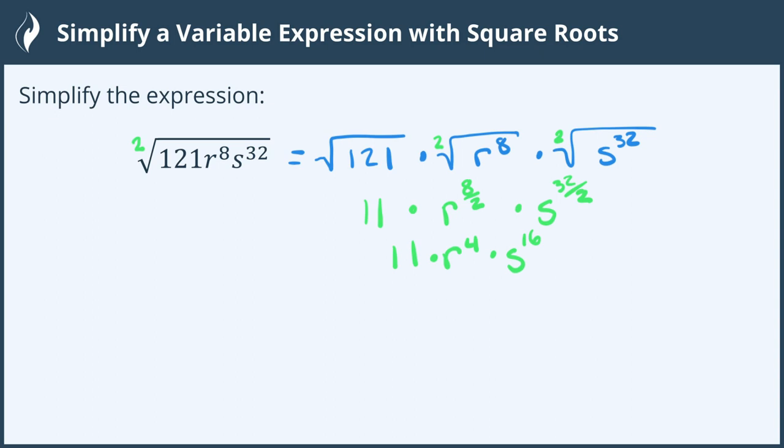And to make this look a little bit more clean, we can write this as 11, r to the 4th, s to the 16th, and that's our square root of the whole entire expression, so we're all done.